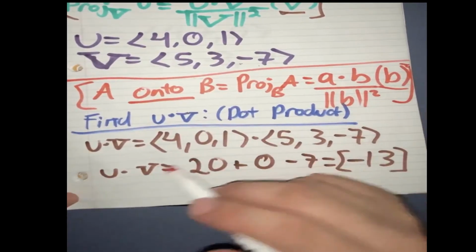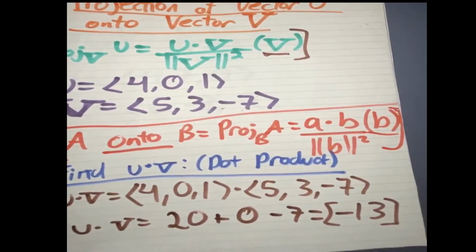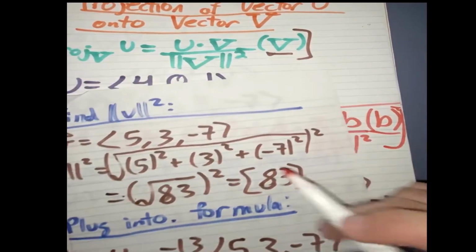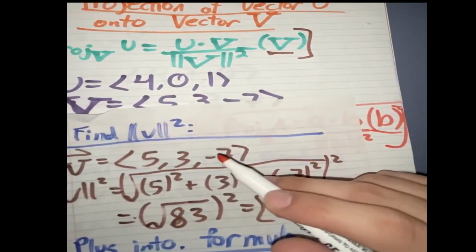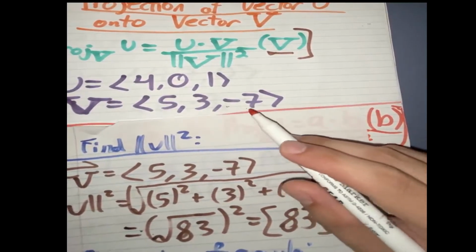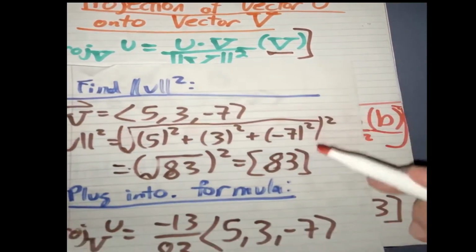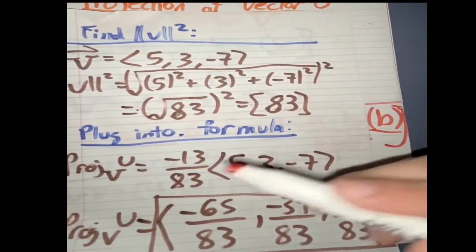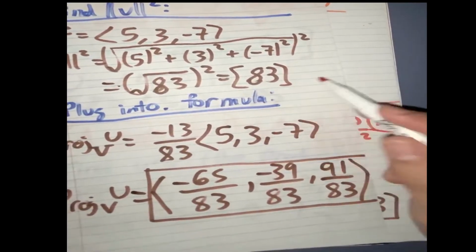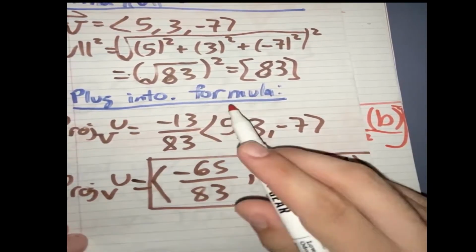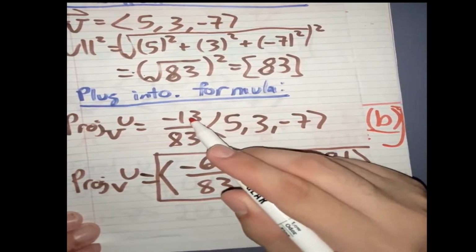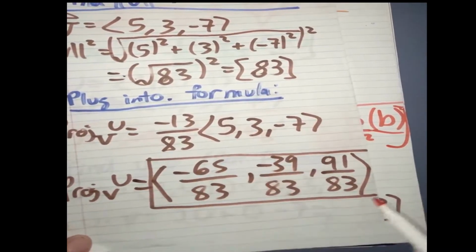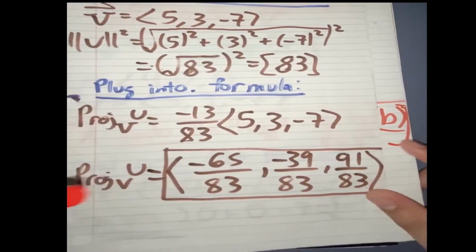So we take the dot product of u dotted with v. We got this scalar value. And the next step was we took the magnitude of v squared. So we take all the v components of this vector, square them, add them together, square root, but then we're squaring the magnitude. So we get this scalar value. Then the next step is we plug it into the formula. u dot v divided by the magnitude of v squared times vector v, and then we get these terms right here. So I hope that was helpful.